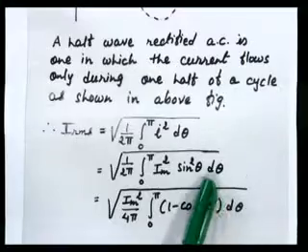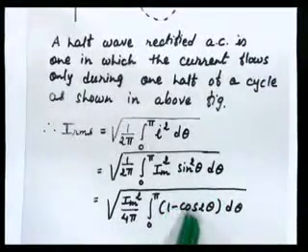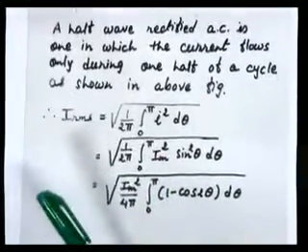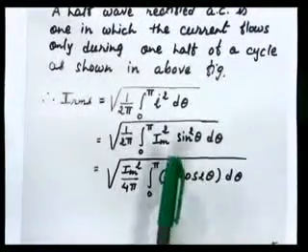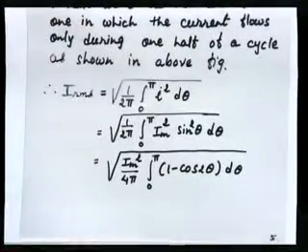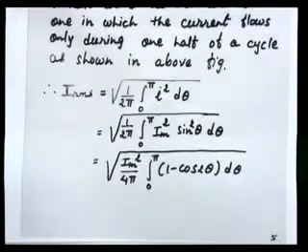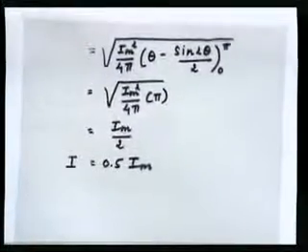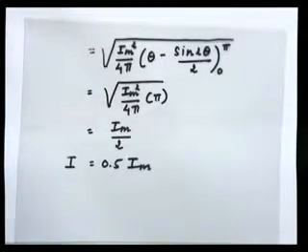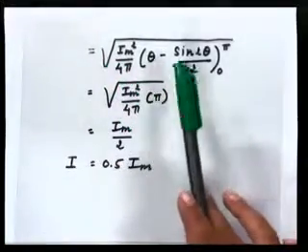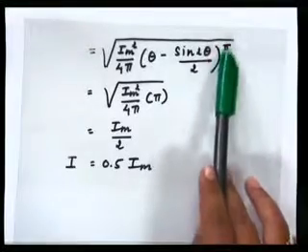theta d theta. Again sin square theta is equal to (1 minus cos 2 theta) by 2, and Im remains constant throughout the cycle. So it is like this: Im square upon 4 pi integration 0 to pi 1 minus cos 2 theta d theta. Now simplify this equation. After simplifying you get: Im square upon 4 pi, here it is theta minus sin 2 theta by 2, limit is 0 to pi.